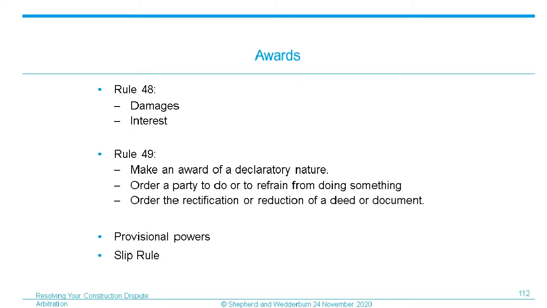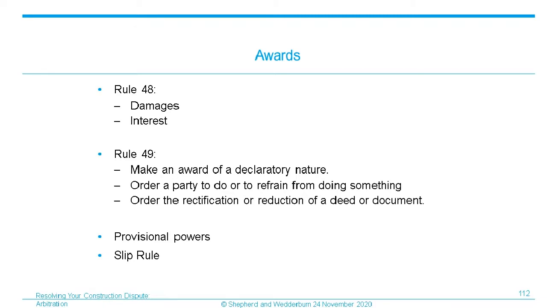So turning to awards, Part 6 of the rules confer on the arbitrator the power to make awards of a specified nature. Rule 48 provides that the tribunal has the power to order payment of a sum of money, including a sum in respect of damages. They may also order that interest be paid on any award. This rule addresses two shortcomings of the previous law, which were mentioned earlier.